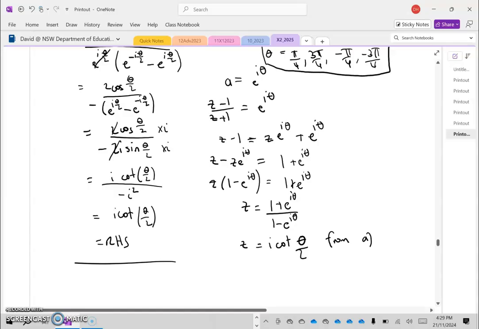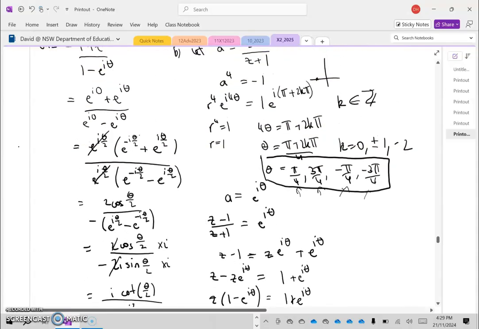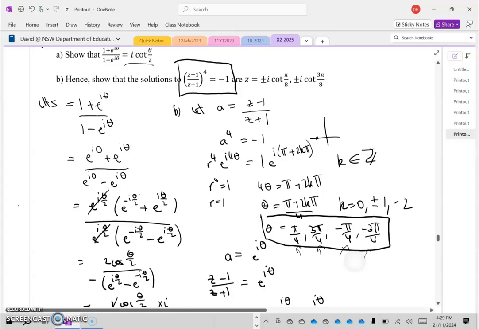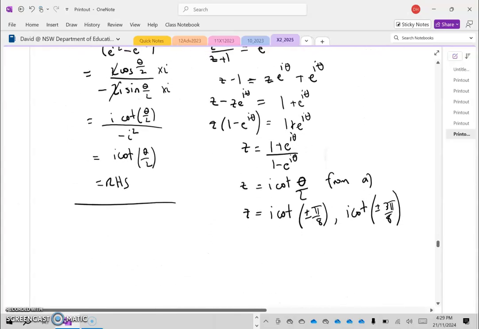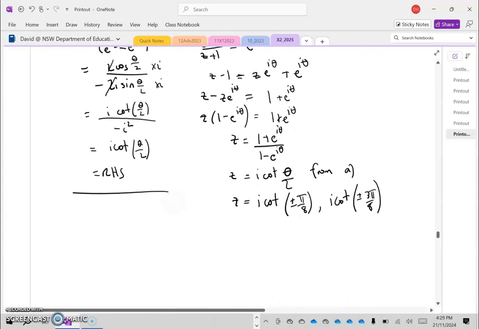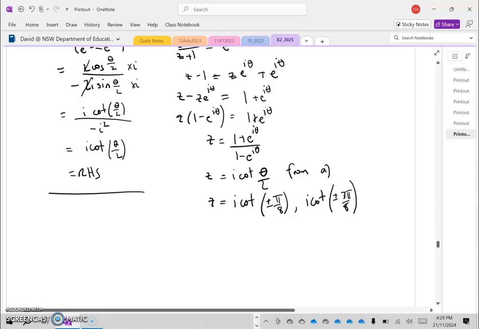Okay, so now I'm going to sub in my values for theta. Okay, my pi on 4, my minus pi on 4, my 3 pi on 4, and my negative 3 pi on 4. So I'll get z equals i cot, and we're halving those. So plus minus pi on 8, and also i cot plus minus 3 pi on 8. Now that's almost the way that the answer is written. They've just dragged the negative out. So they'll be using the fact that just like tan, cot is also odd.